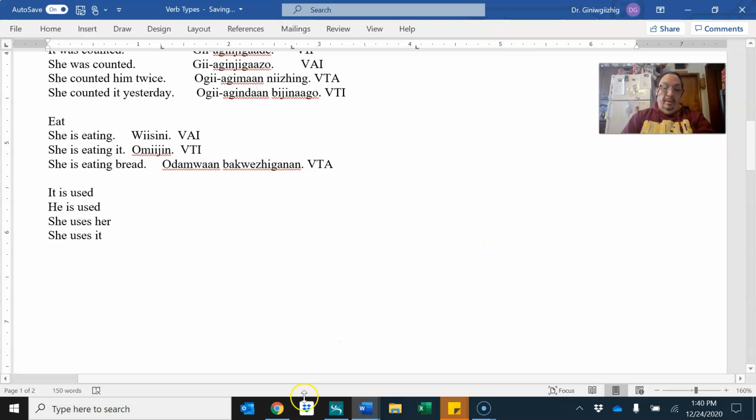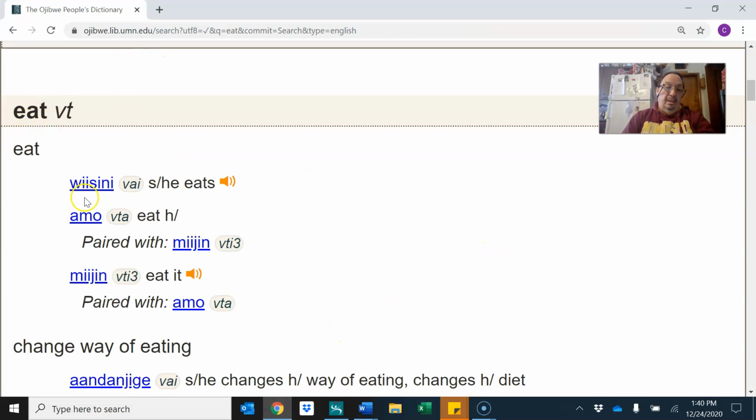All right, so I go to the dictionary and I look up eat, and it gives me three ways of saying it. Wisini: she or he eats. VTA: eat him or her, eat something that's animate, like pancake or bread. Eat it, something inanimate, like deer meat is inanimate. It's kind of cool, like I think blueberries are inanimate, but raspberries are animate. Who knows why? I think they're just messing with us a long time ago. Or they flipped a coin or something. Here we go. So it's Wisini, Amoamijin.